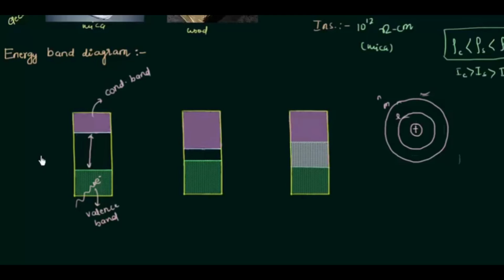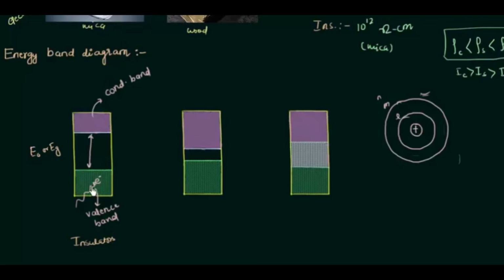I will represent this gap by E naught, and in some books they will represent this gap by EG. It doesn't matter, whatever representation you want to use, you can. And in case of insulators, this is the energy band diagram for insulators. You can see it is very large.